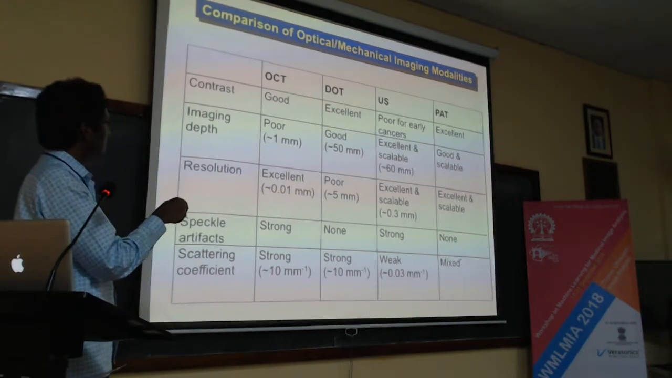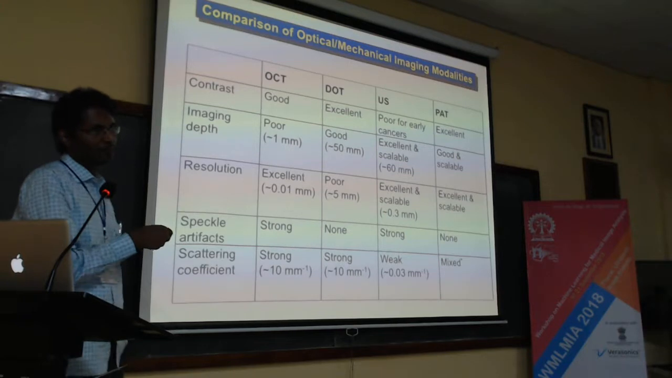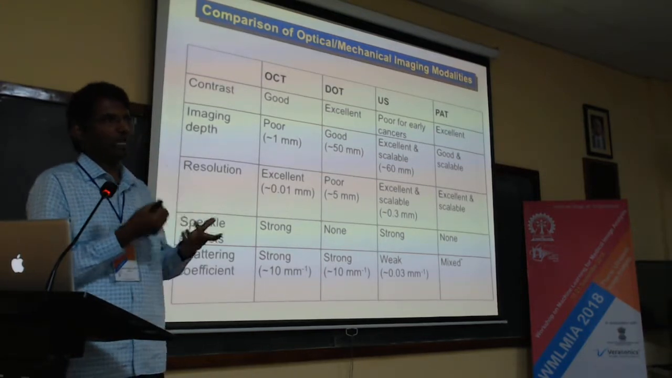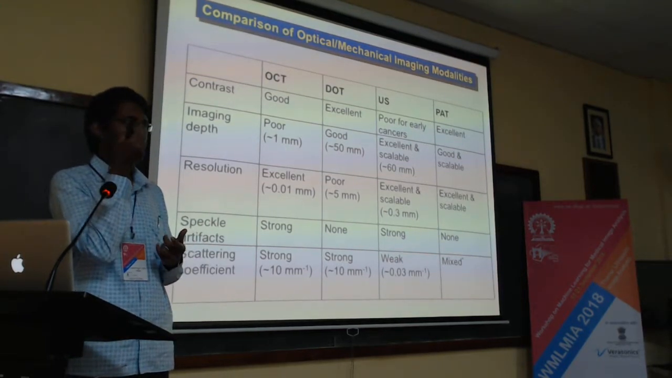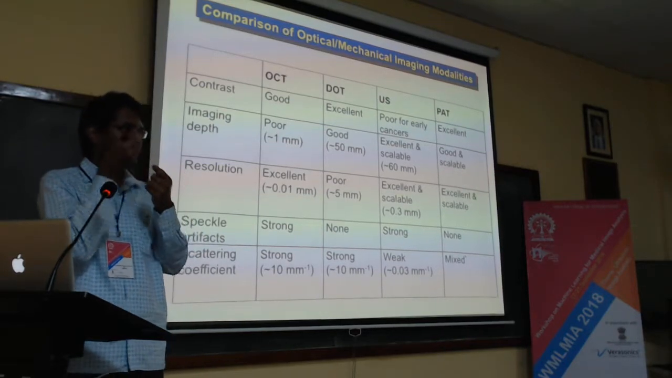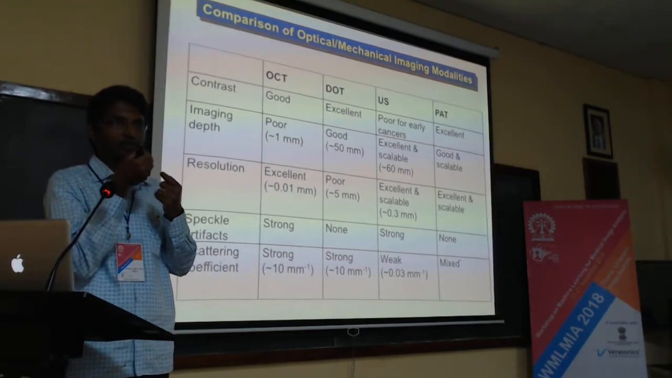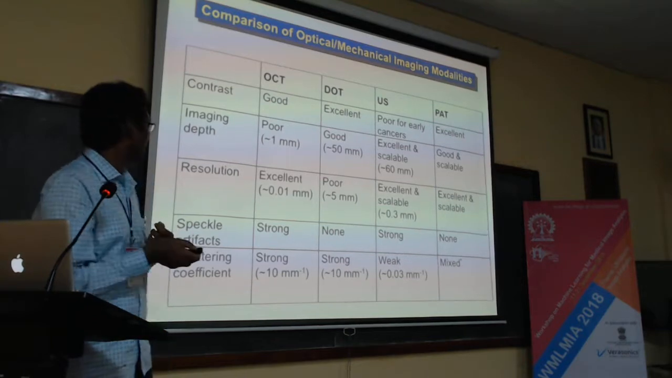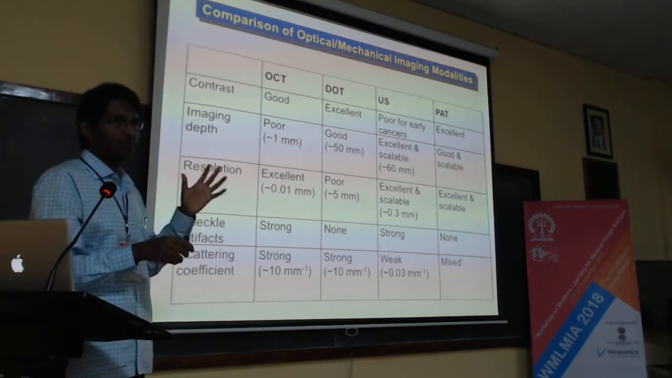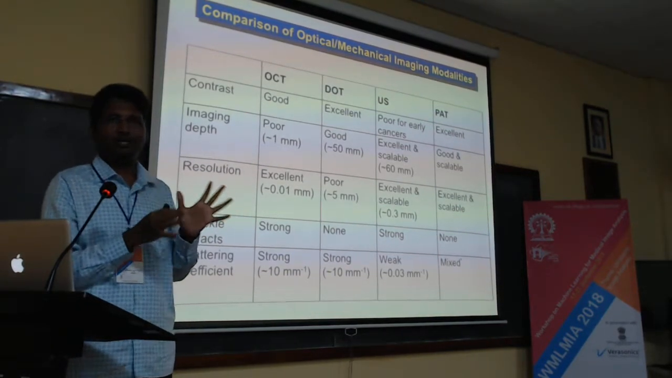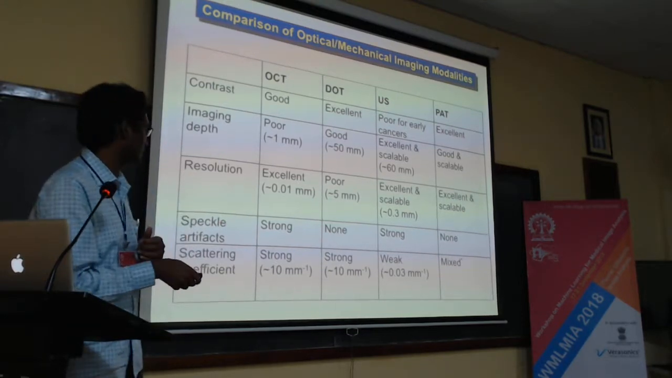But the image depth is quite poor. It can only image up to 1 mm. That's why it's able to image only the cornea, and not even the deeper part of the cornea, only the peripheral part. It doesn't do anything beyond 1 mm. Its resolution is excellent, roughly tens of microns.